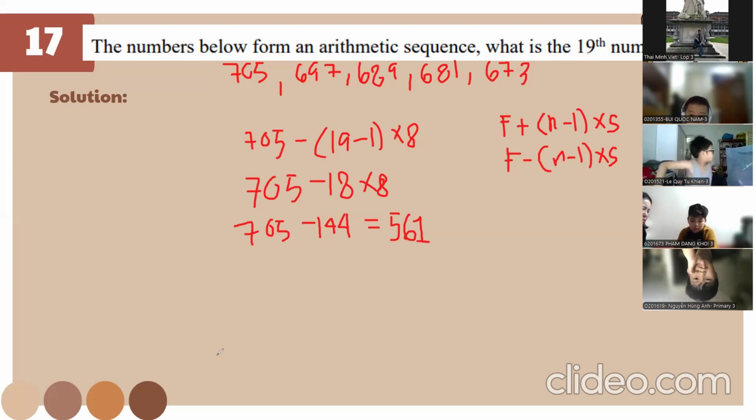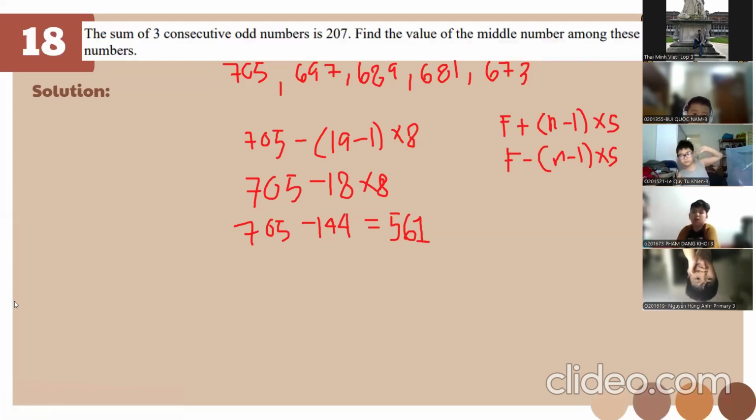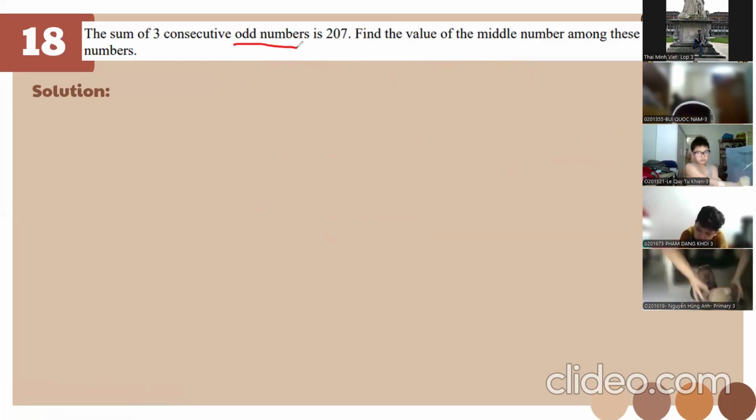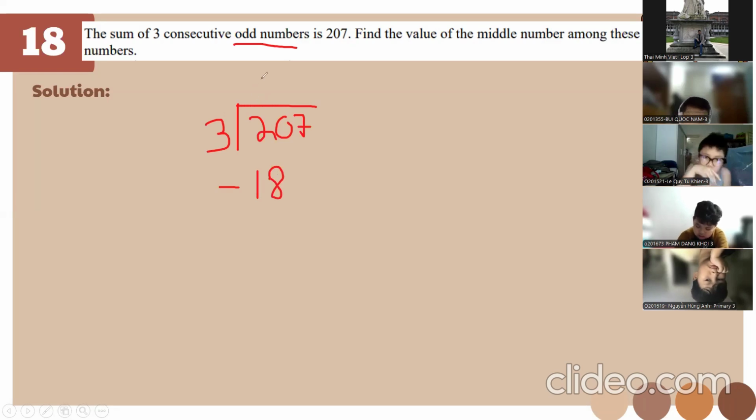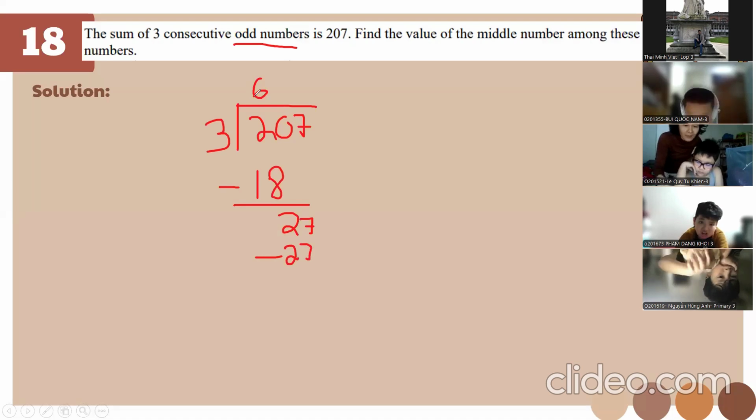Okay, let's go to number 18 now. So, the sum of 3 consecutive odd numbers is 207. So, okay, remember the magic word is the odd here. Okay? So, we'll just have to divide it by 3, right? 207 divided by 3. So, this one is 18. And we'll have 6. Then, we'll be left with 27. So, this is 9.